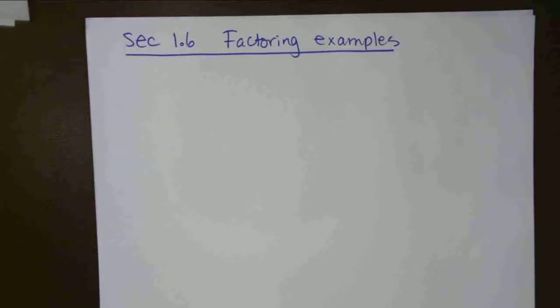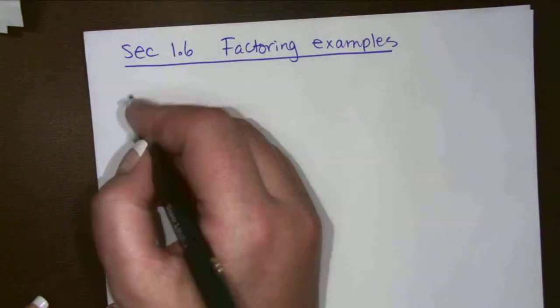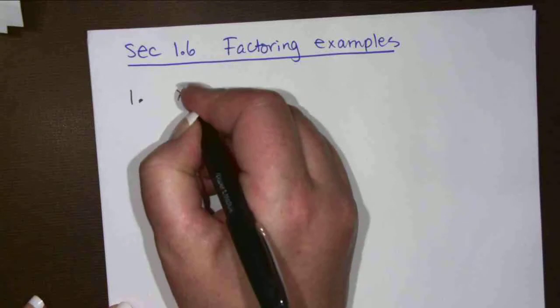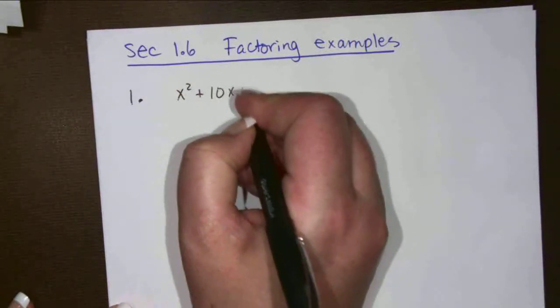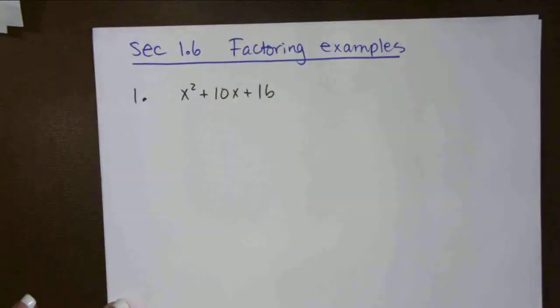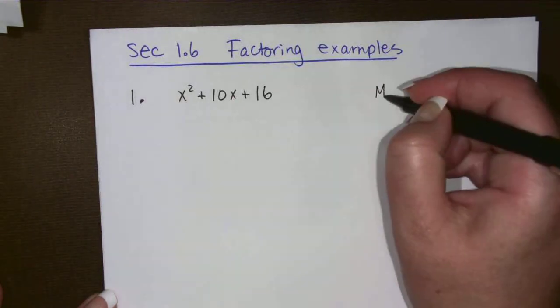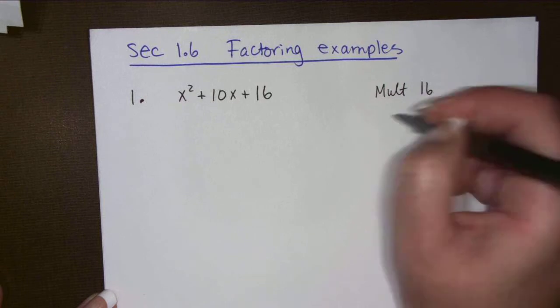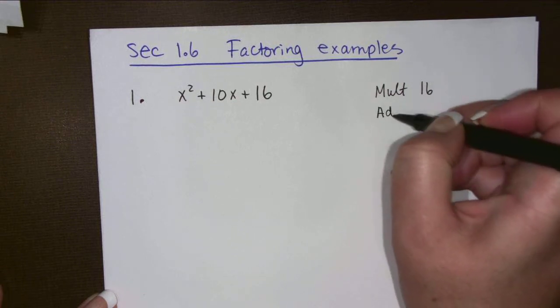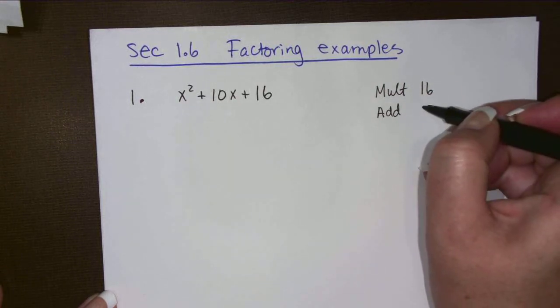So I've written down tons of factoring examples here. So number one, we're going to start with an easy one to remind you what we were doing. So x squared plus 10x plus 16. So we want two numbers to multiply to give 16 and add to give 10.